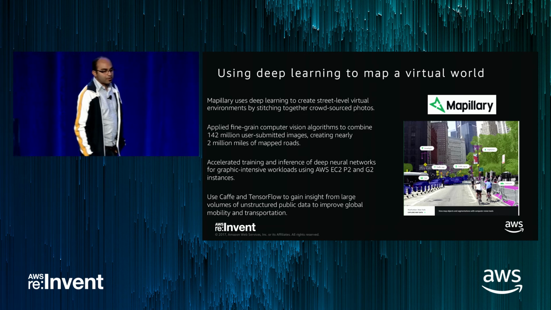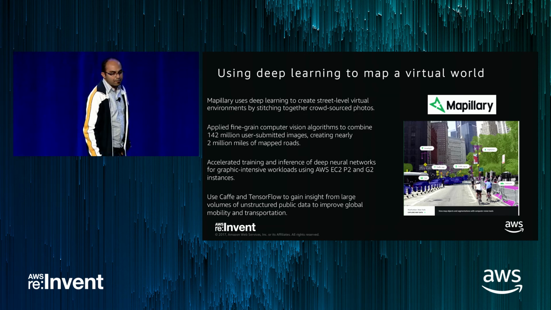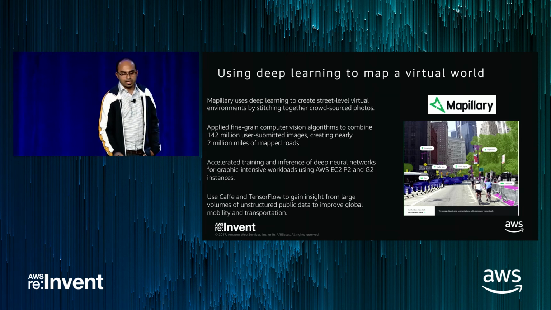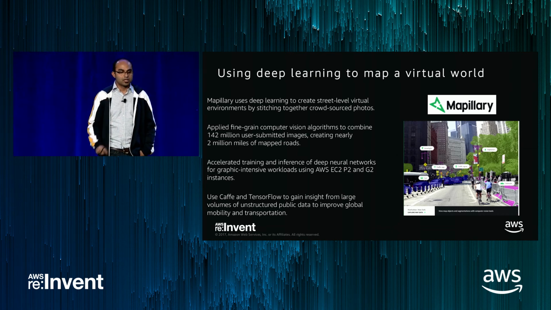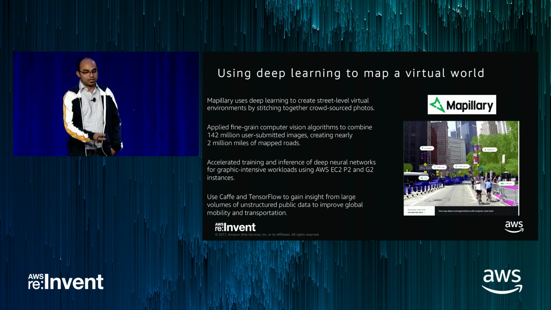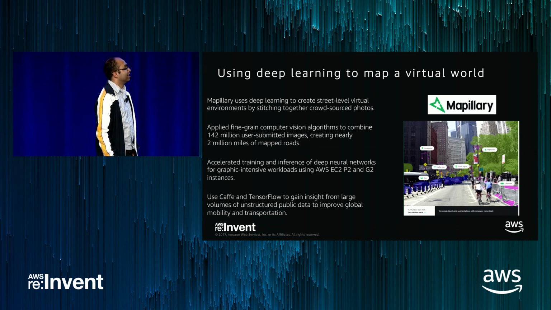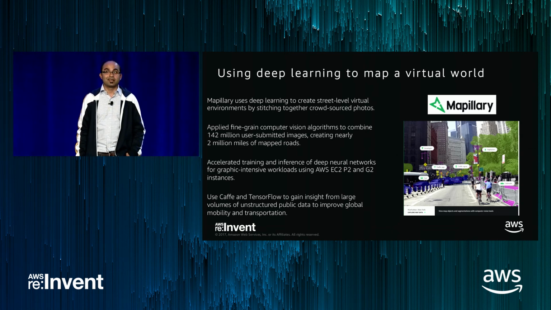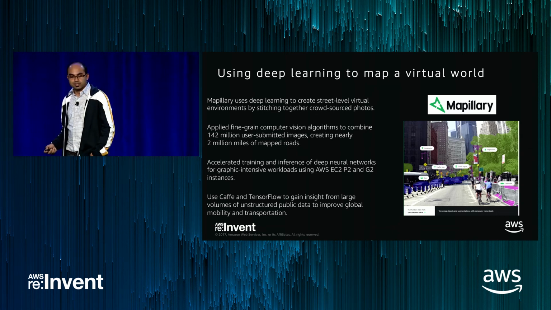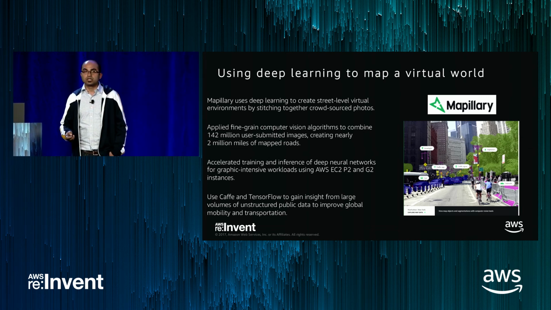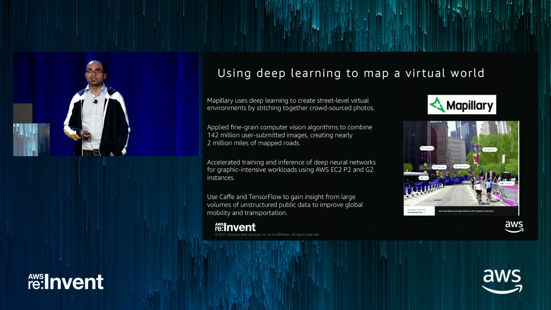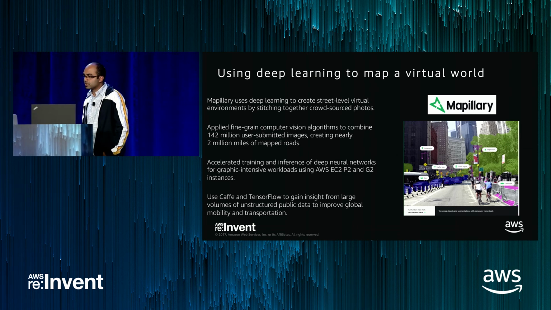Another example is Mapillary. It's a cool company. They use crowdsourced data and stitch the data together to create maps. They've been able to combine 142 million user-submitted images and map about 2 million roads. In this case, they've used Caffe and TensorFlow on top of AWS P2 instances to be able to do this.